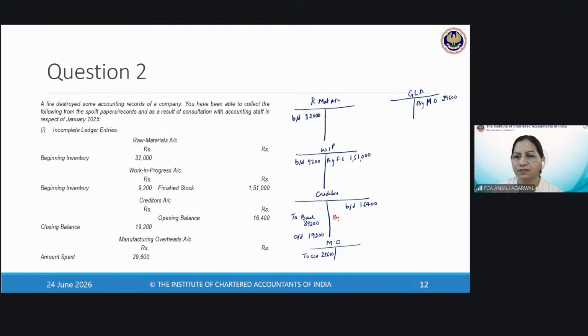So by purchases, 89,200 plus 19,200, it should be 108,400 minus 16,400. So 92,000 worth of raw material is purchased. To creditors, 92,000. Okay.